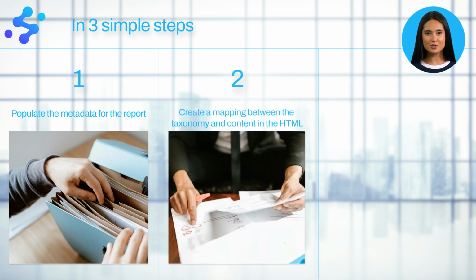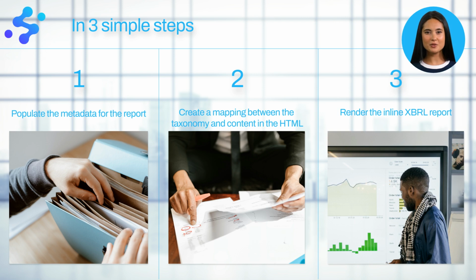Step 2. Create a mapping between the taxonomy and the content in the HTML. A taxonomy is a set of rules and definitions that capture the technical business requirements for reporting. Use the placeholders to link the taxonomy elements to the data in the HTML financial report. This results in a placeholder mapping that is reusable for future reports or for modifications to be made.